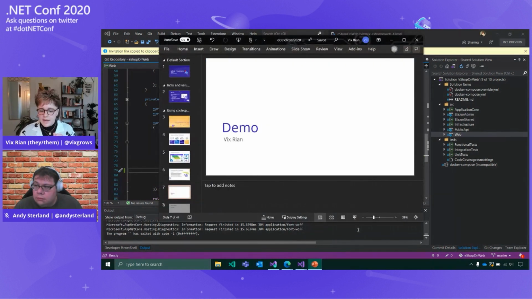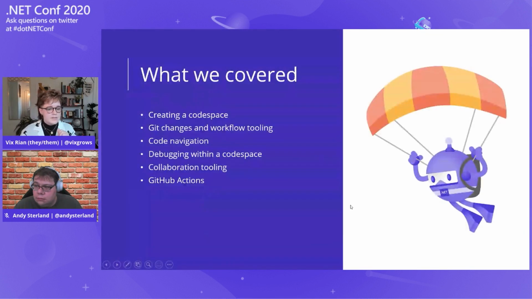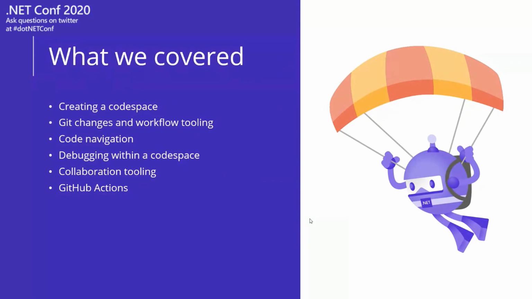So let's go ahead and pull this back up and do a little recap. What did we talk about? We talked about creating a codespace. We talked about Git changes. We did some code navigation. We debugged within a codespace, collaboration tooling, and GitHub Actions.